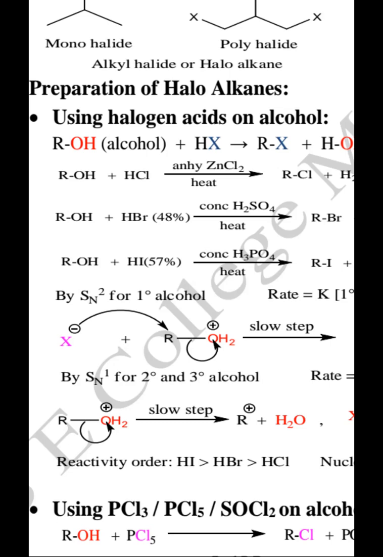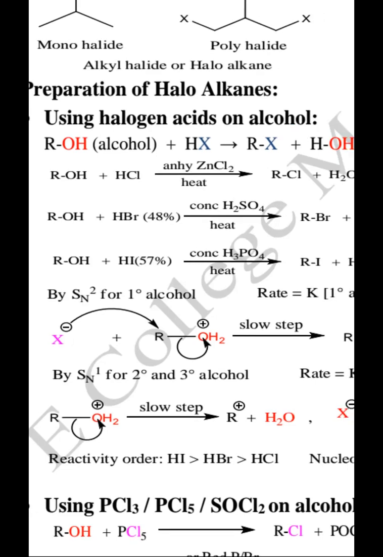In case of HI, we cannot use H2SO4 because H2SO4 is a strong oxidizing agent, and we cannot use a strong oxidizing agent like concentrated H2SO4 with HI. Then it will oxidize HI to iodine, that is I2, and that is going to decrease our reactant. So we don't want that. So we are using a non-oxidizing acid as a catalyst here. We will see the mechanism of this reaction.